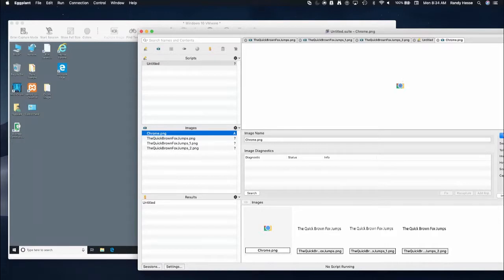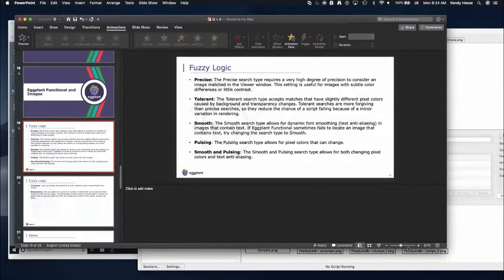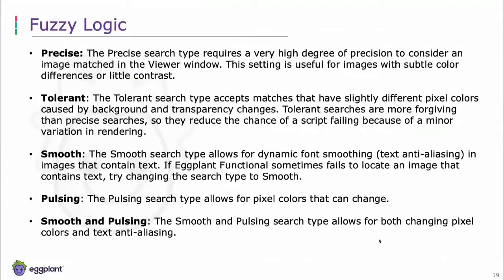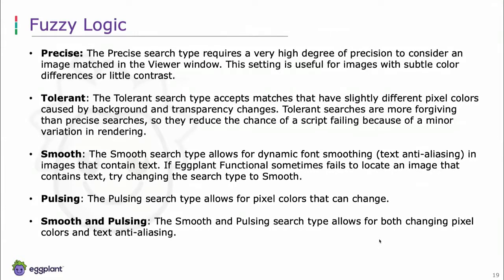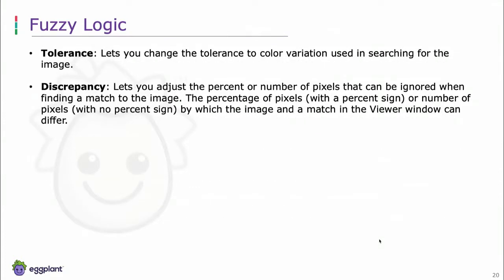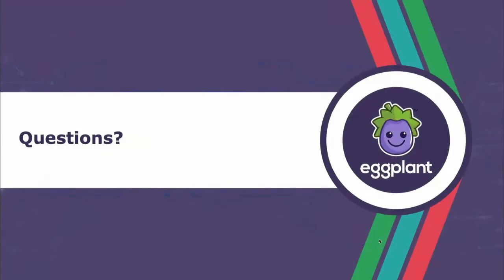Moving back to the slide deck here. Again, tolerance, smooth, and pulsing are just different techniques that Eggplant uses, as well as tolerance and discrepancy. These are proprietary ways Eggplant can find images on the screen, versus precise. With precise, the pixels, tolerance, discrepancy, and colors do not matter unless you want them to, and then we just choose the precise format. If you know it's going to be using different monitors, images, or operating systems, we might need to increase the tolerance or discrepancy. It's just something to take note of. All right, any more questions about that?